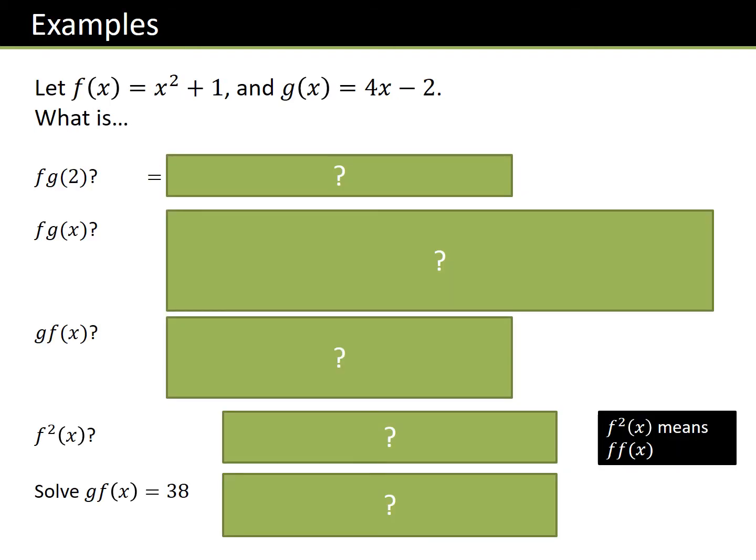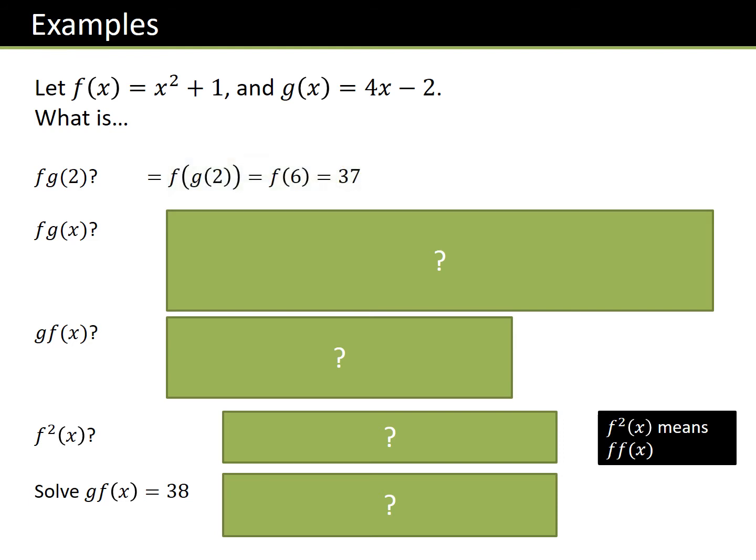So I'm going to make f of x be x squared plus 1 and g of x be 4x minus 2. So fg of the number 2. So we're going to apply g first, then f. If I apply g first, g with the number 2 is going to give me 6, and then I square that number and add 1, and I get 37.